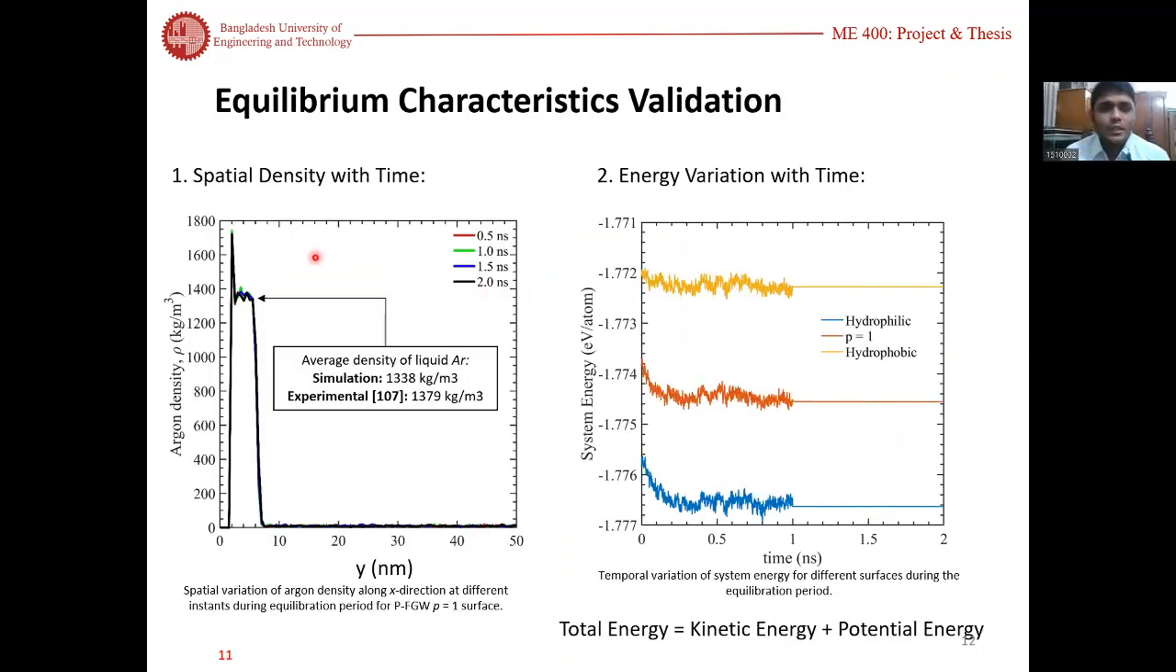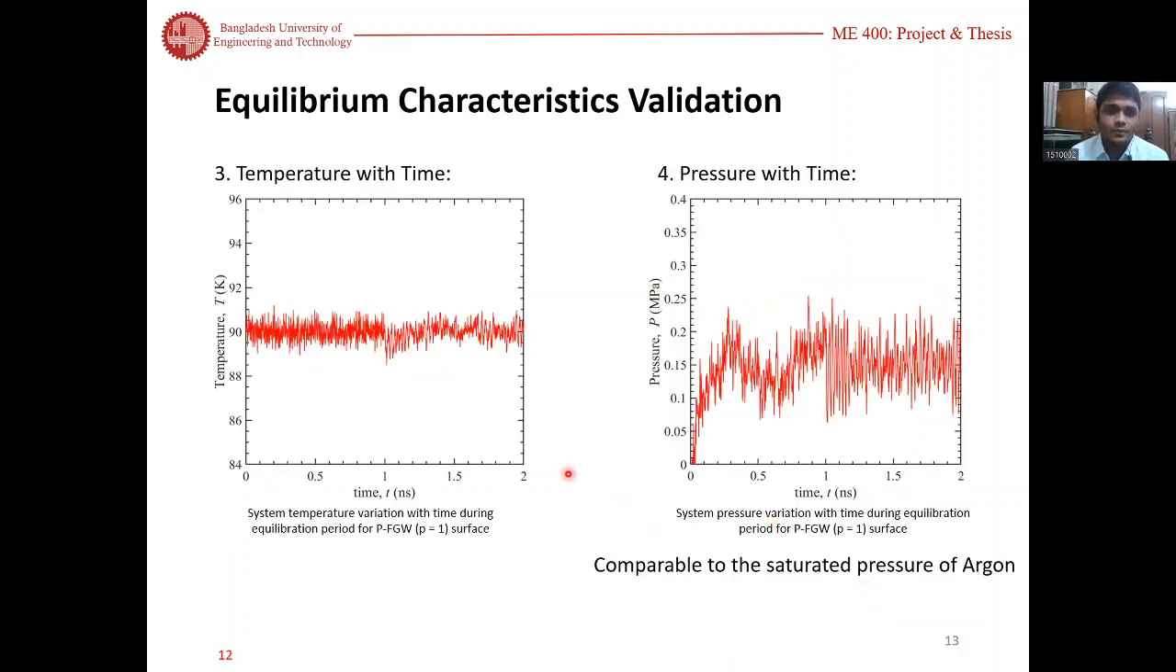For the validation of equilibrium characteristic, we use argon, and we see that the density of argon is found close with the experimental value. System energy was also fixed after a time, and the total energy was found from the kinetic energy and the potential energy. From the temperature, we see that the temperature was fluctuating around 90 Kelvin, and the pressure was fluctuating around 0.07 megapascal to 0.25 megapascal, which is the saturated pressure of argon.